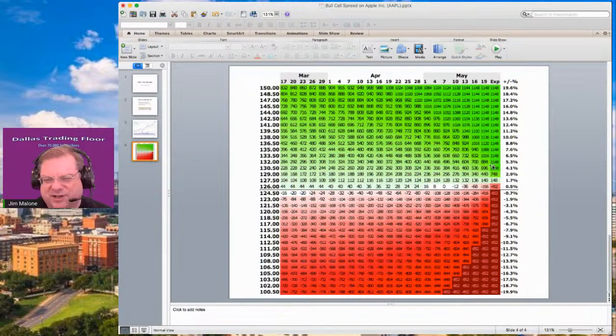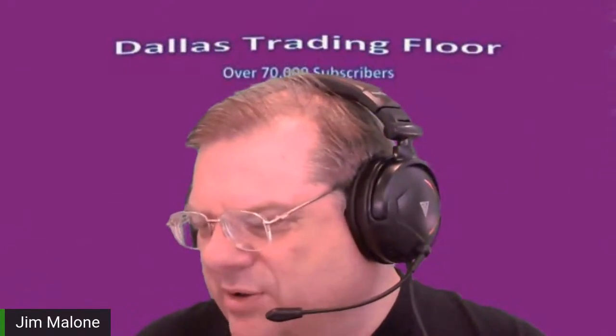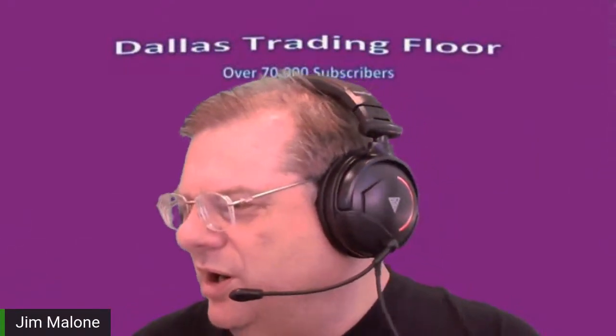And then eventually I have a potential of making about $1,148 on this trade. So the amount out of pocket is $852, and then it has a potential of $1,148, and the break even on this is $127.12. So what I'll do is I will put that out for everyone on the action trade alerts.